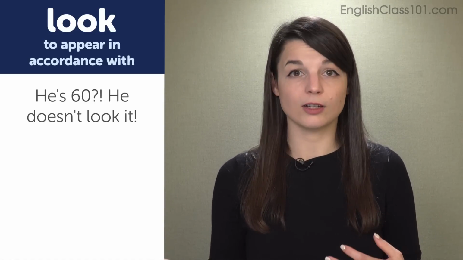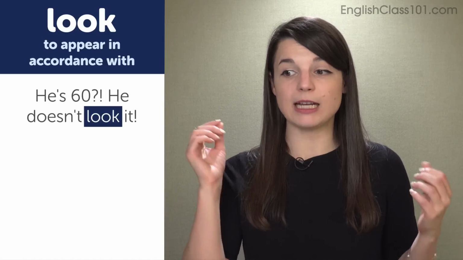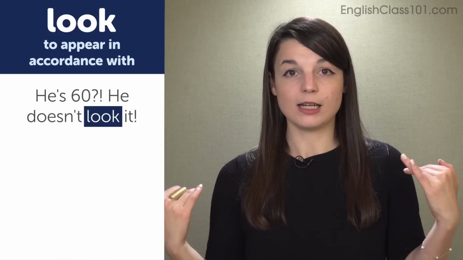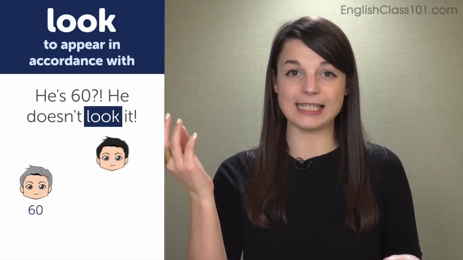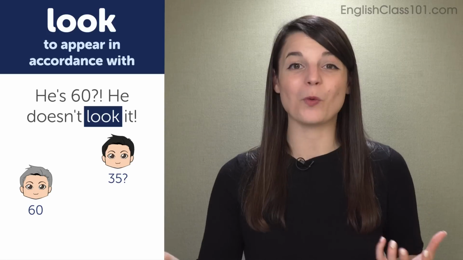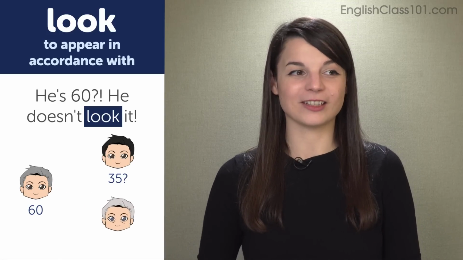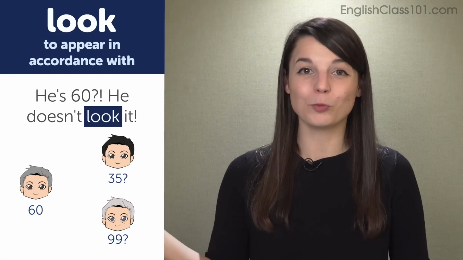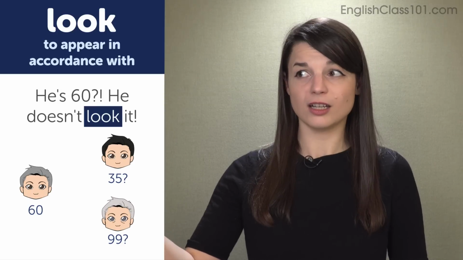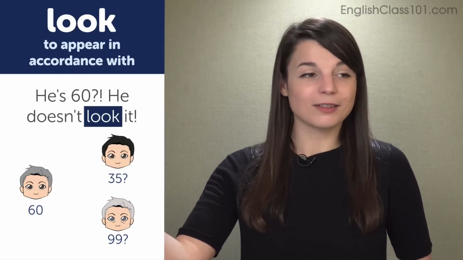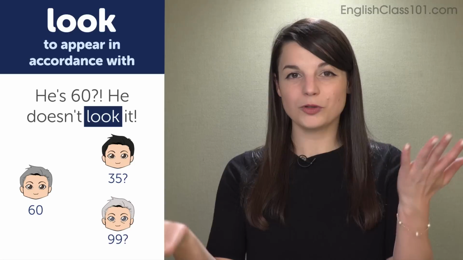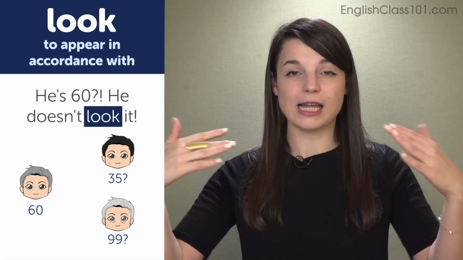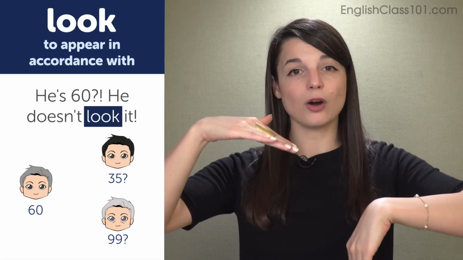But we hear the negative response, he doesn't look it, meaning he does not appear as a 60-year-old man. In other words, he probably looks much younger than 60. He doesn't look it. Could be that he seems way, way older than 60 years old. Like if someone looks ancient, has the appearance of a very, very old person, and you go, oh my gosh, he's 60? He doesn't look it. That's possible too, I suppose. So you just have to gauge based on the intonation. We can use an expression like that to mean someone is significantly younger or older.